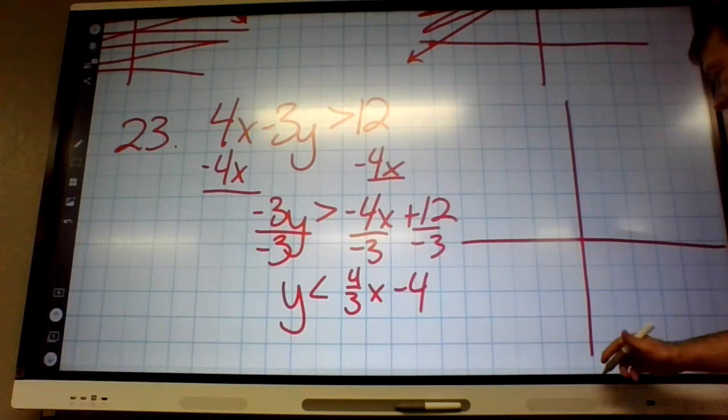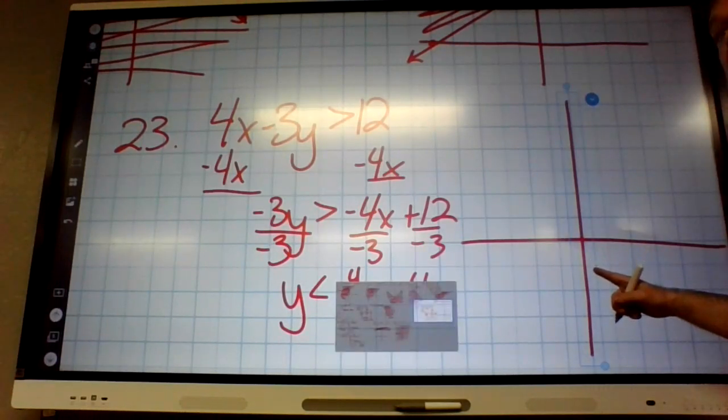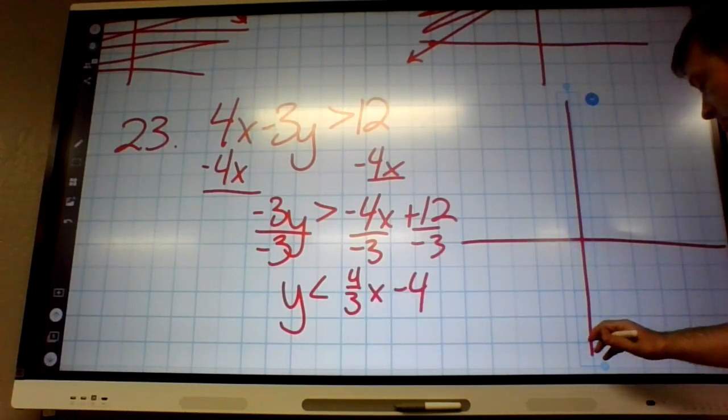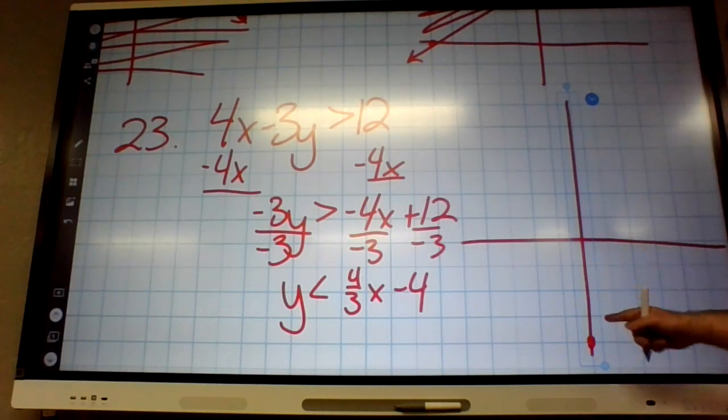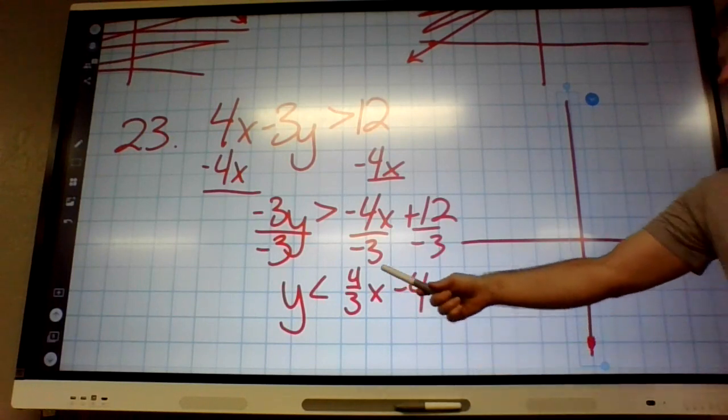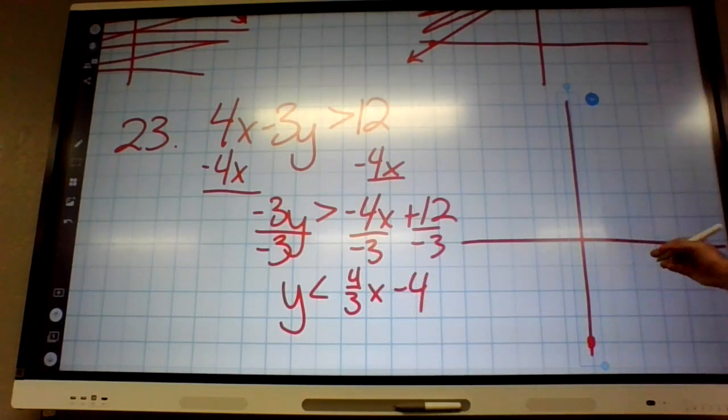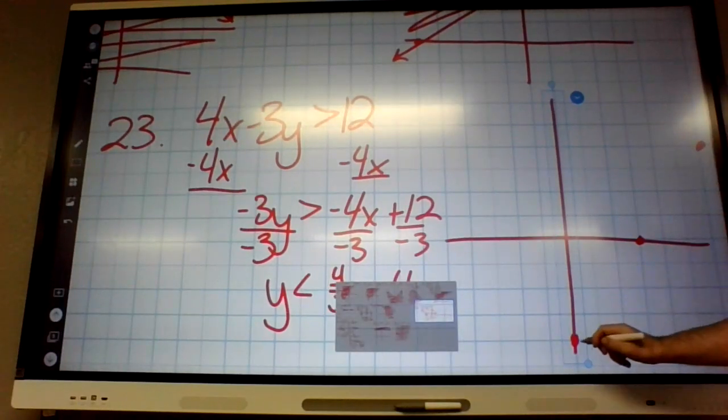Alright, so where are we going to start at? Negative. 1, 2, 3, 4. Okay. And we're gonna rise 4 and run 3. So that'll be right there. 1, 2, 3, 4. Okay, came up the graph there.